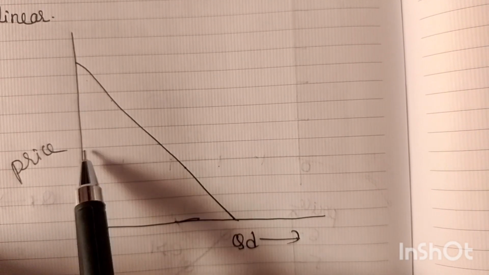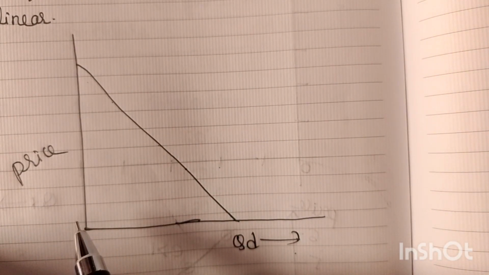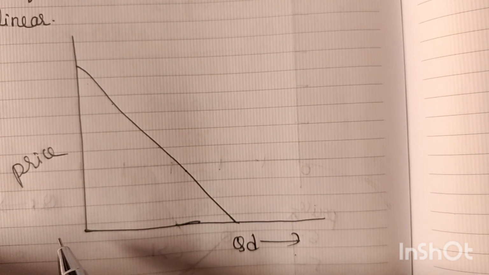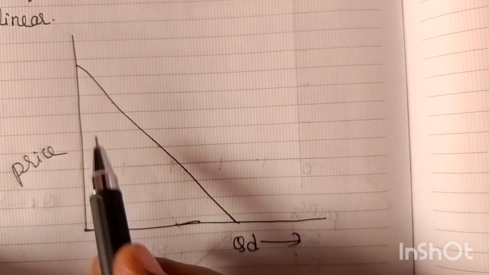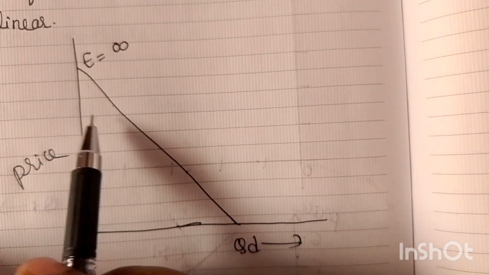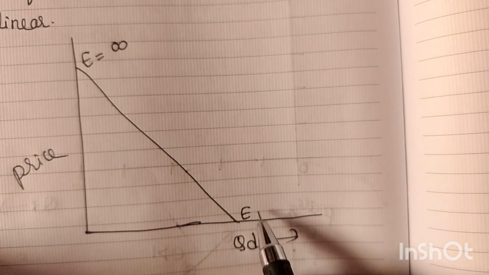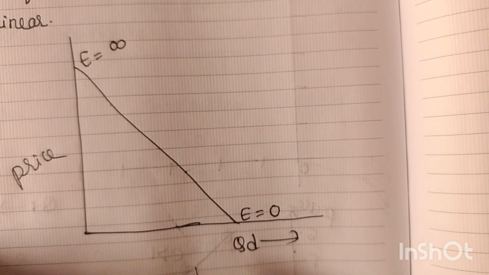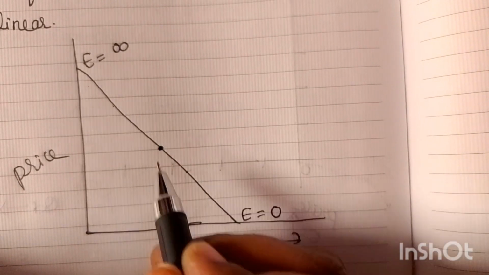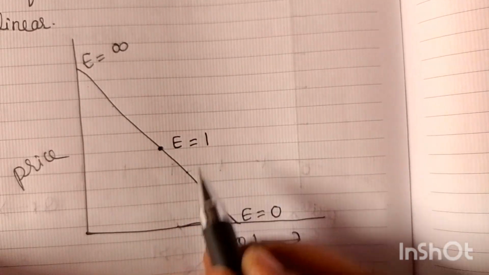Okay, because the price varies and the quantity of demand also varies. We know that perfectly elastic, perfectly inelastic and unit elastic. So here perfectly elastic means where the elasticity is infinity. Okay, so here the elasticity value is always equal to infinity. Okay, and here the elasticity is always equal to 0. Okay, but at the midpoint of this line the elasticity is always equal to 1.